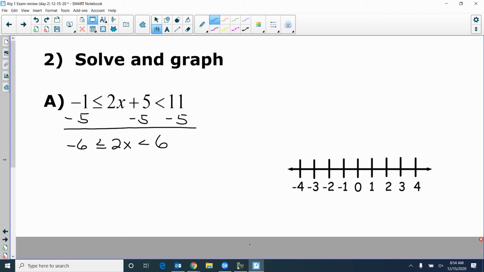All right, now those numbers don't have to be the same, one positive, one negative. That could be a -6, and that could be a 10, or it could be a 15. It makes no difference. Okay, that's just a little bit of coincidence there. What do I need to do to get that 2X by itself? Okay, Joe? Divide by 2 on both sides. Yep, divide by 2 in the middle, and then on the right, and then on the left. That gives me -3 is less than or equal to X is less than 3.